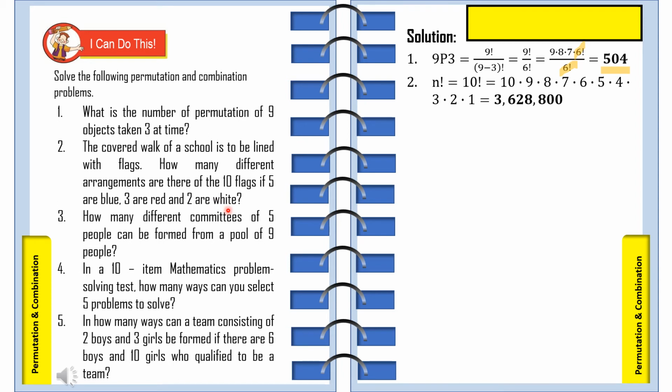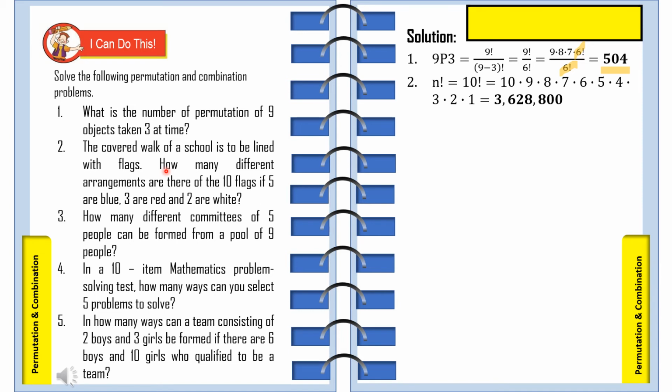Dito kasi, in-identify niya lang kung ano-anong kulay meron yung flag natin. In-identify niya na may tatlong klaseng kulay ng flag, so that's blue, red, and white. In-identify niya lang kung tagi-ilan. But hindi naman natin yun magagamit dito dahil ang gusto lang naman niyang mahanap is yung different ways na pwede niya i-arrange yung 10 flags.